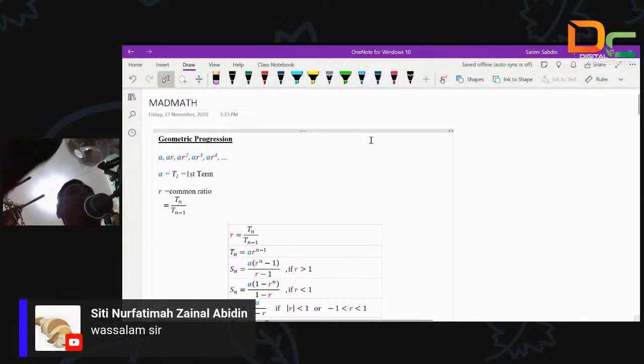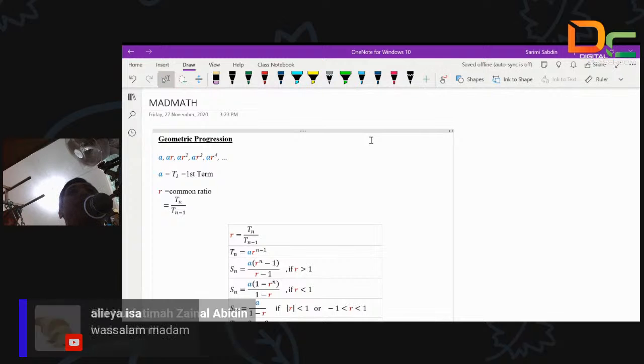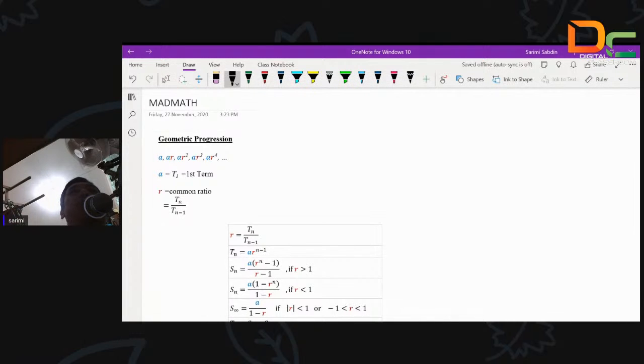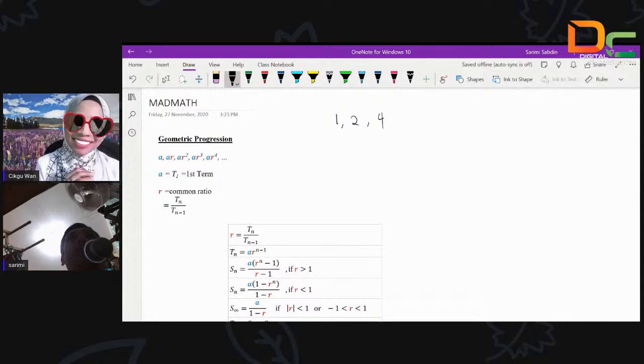Okay, so progression is when we write down the sequence in a comma form. For example, we write 1, 2, 4, 8, 16 and so on.